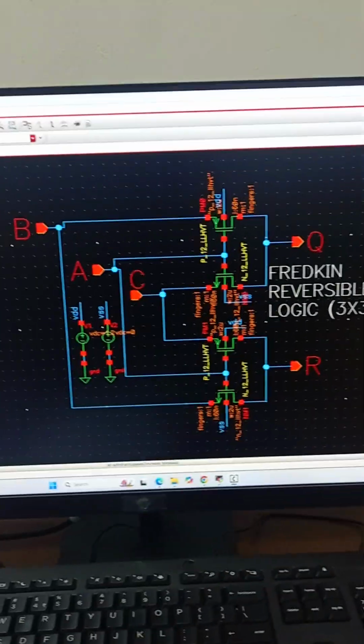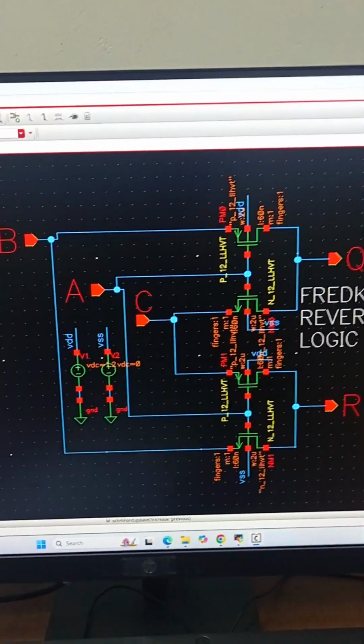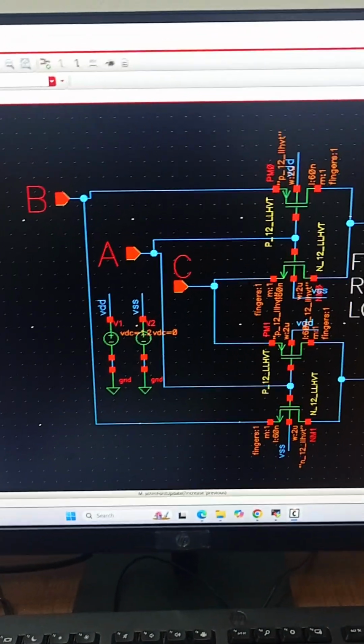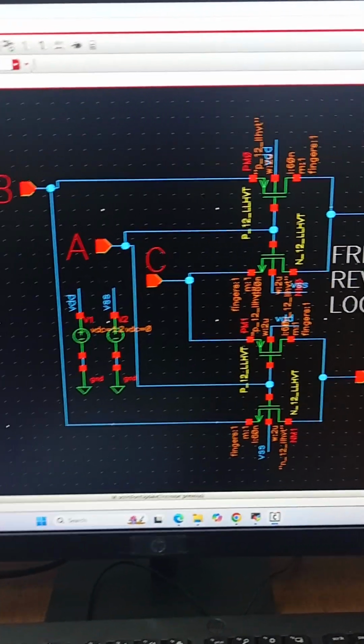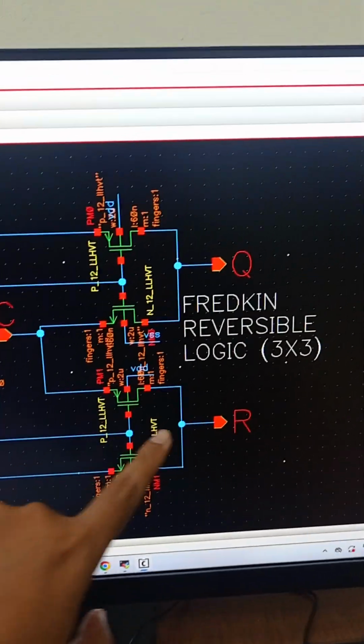Now this is the Fredkin reversible logic. This is a 3x3 reversible logic gate. A, B and C are the three inputs, where A is called the control bit, and B and C are called target bits. There are three outputs.